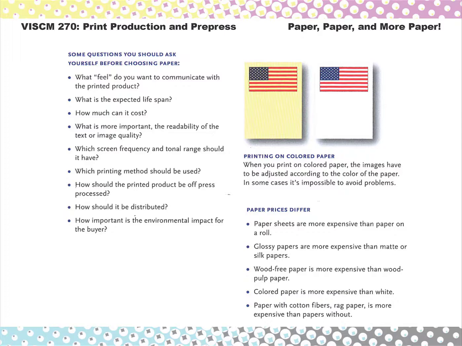Generally, paper sheets are more expensive than paper on a roll. Glossy papers are more expensive than matte or uncoated papers. Wood-free paper is more expensive than wood pulp paper. Colored is more expensive than white. And cotton fibers and rag paper can be more expensive still.